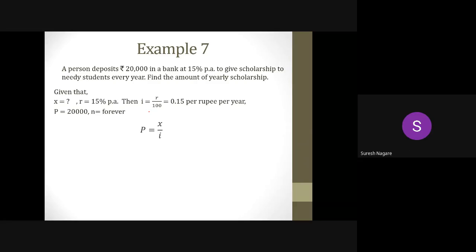So the perpetuity formula is P is equal to X upon I. So 20,000 is equal to X upon 0.15. So X is equal to 3,000.